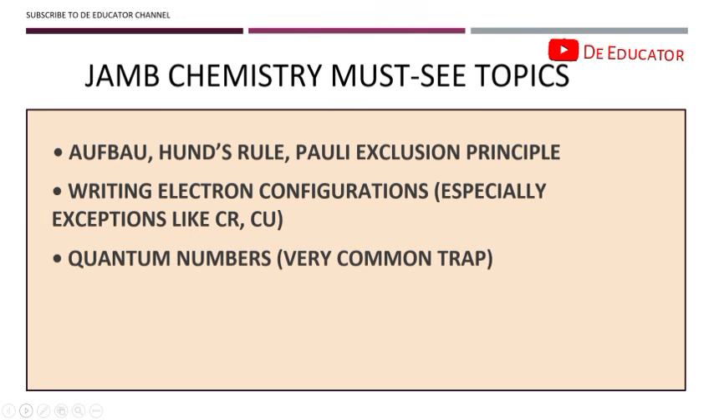Okay, another thing you should be expecting is quantum numbers. Quantum numbers, this is a very common question. In fact, it's a very common trap that JAMB usually sets for science students. But then, if you are smart enough, you will know your quantum numbers, the four quantum numbers, what they represent, what they carry, their values, and everything.